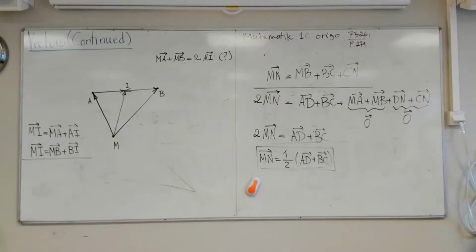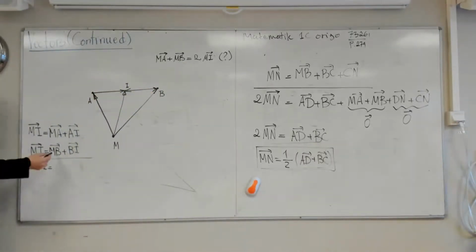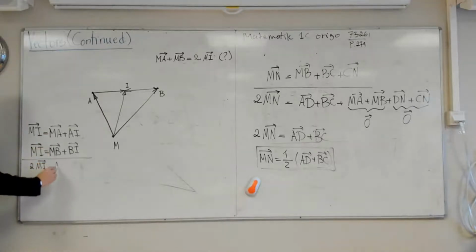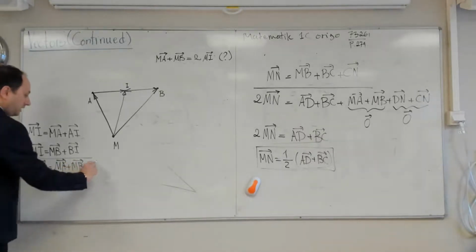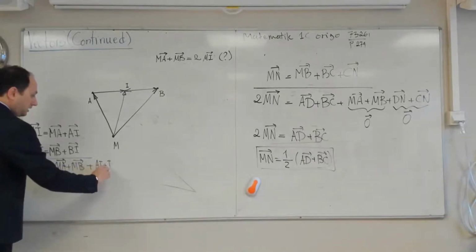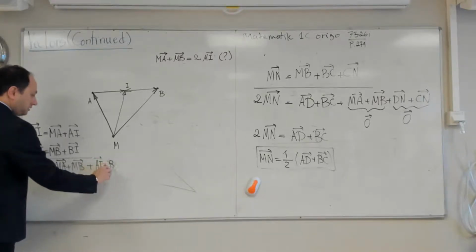You have enough experience now. You add these 2 together, it becomes 2 MI. On the right-hand side, I see that I have MA plus MB, so this means that I need them, so let me keep them next to each other. And I want to get rid of the rest that I don't need: AI plus BI.